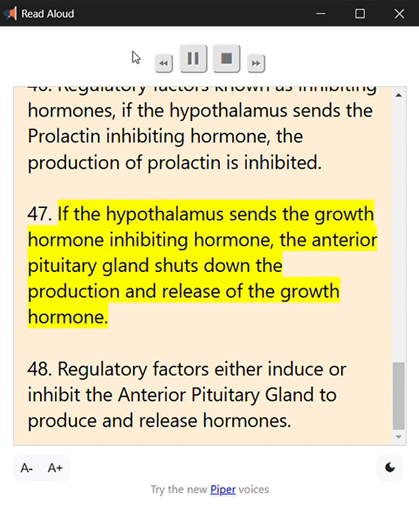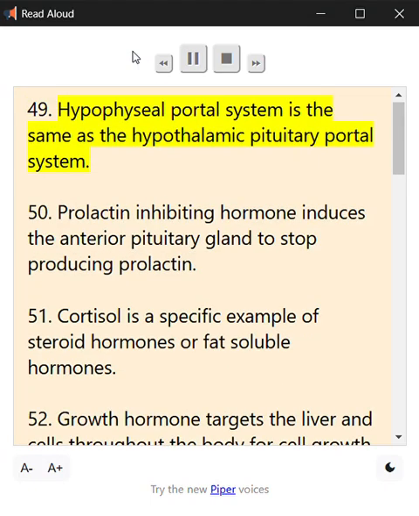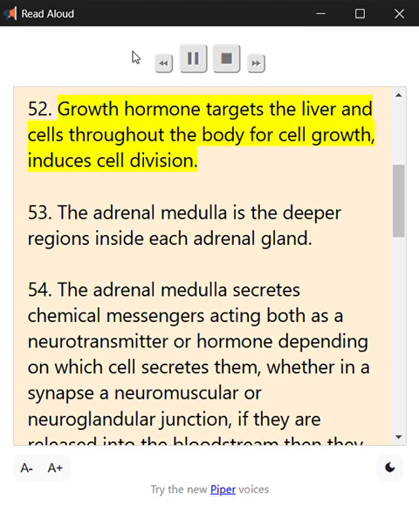48. Regulatory factors either induce or inhibit the anterior pituitary gland to produce and release hormones. 49. Hypophyseal portal system is the same as the hypothalamic pituitary portal system. 50. Prolactin inhibiting hormone induces the anterior pituitary gland to stop producing prolactin. 51. Cortisol is a specific example of steroid hormones or fat-soluble hormones. 52. Growth hormone targets the liver and cells throughout the body for cell growth, induces cell division.